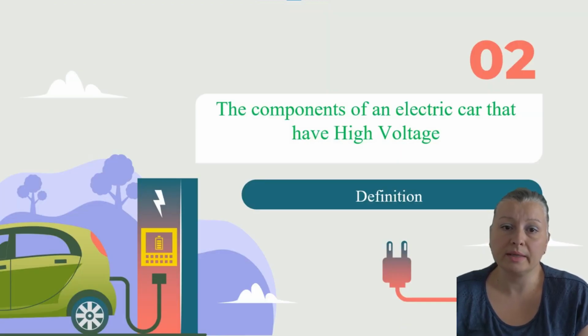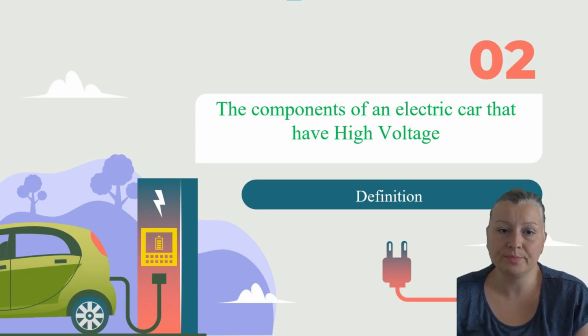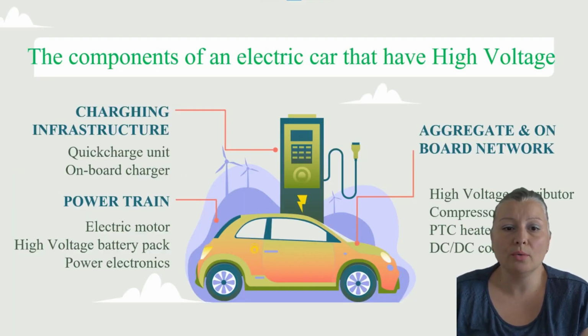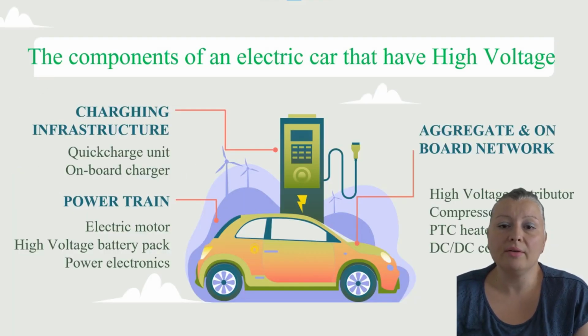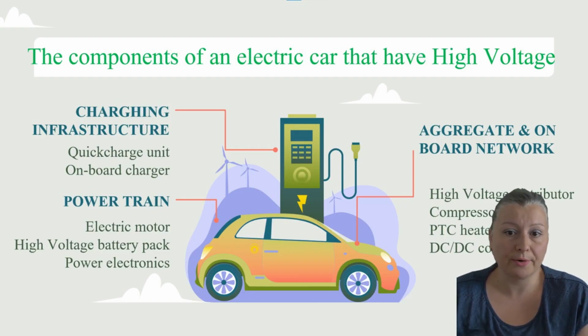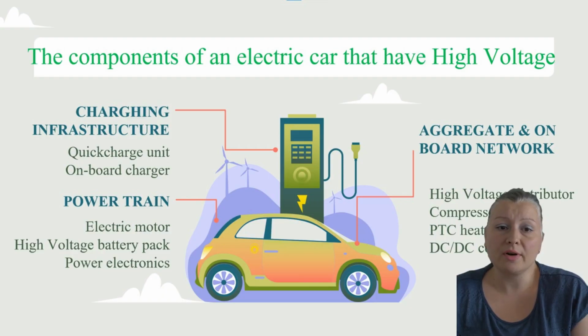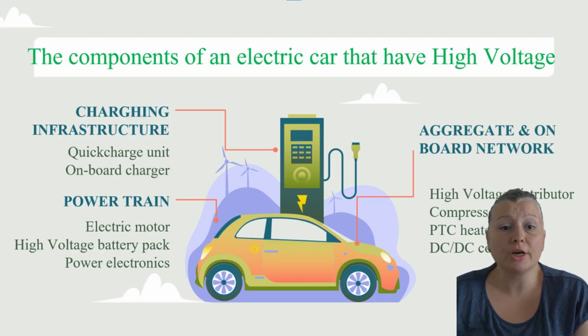Section 2. The components of an electric car that have high voltage. It is very useful to know that we have high voltage systems in 3 important parts of an electric vehicle: on the powertrain, on the charging infrastructure, and on the aggregate and onboard network. Charging infrastructure refers to quick charge unit and onboard charger.